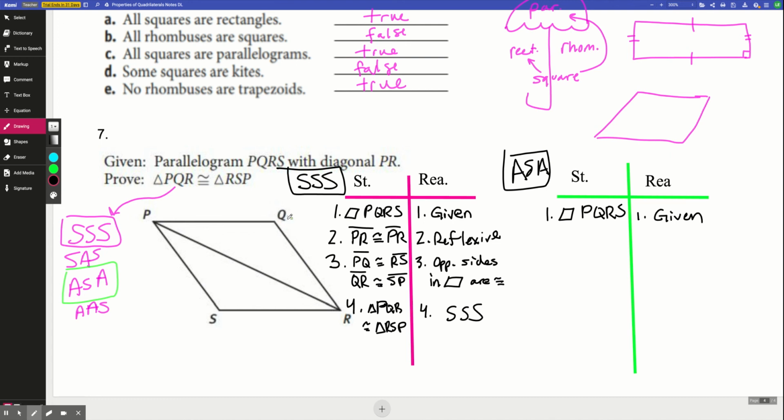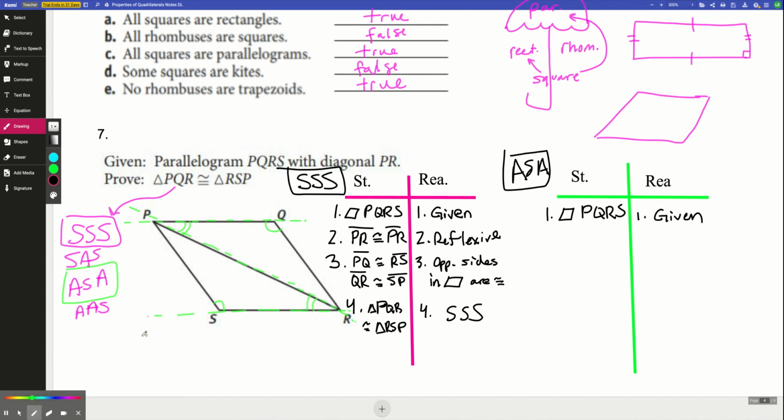Okay, I know for sure this is a parallelogram, so I know that angle Q and angle S have to be congruent because they're opposite angles. I also know if I extend line PQ and line RS and extend this diagonal right here, remember, I have two sets of parallel lines cut by a transversal. So what that means is I have alternate interior angles here that are congruent. So I have this angle, QPR, that has to be congruent to SRP because they're alternate interior.